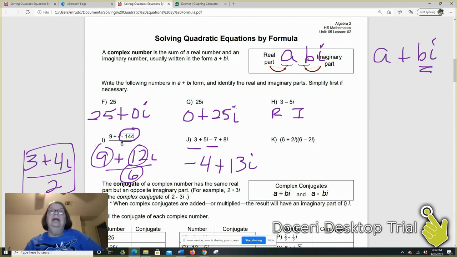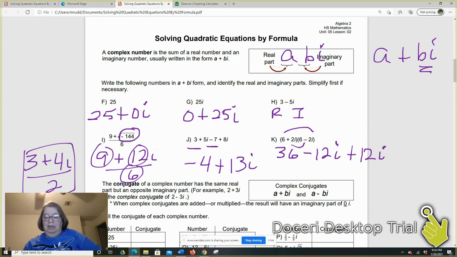And then letter K, 6 plus 2i times 6 minus 2i. 6 times 6 is 36. 6 times negative 2i. 2i times 6 is positive 12i. And the last part is 2i times 2i is negative 2i squared.